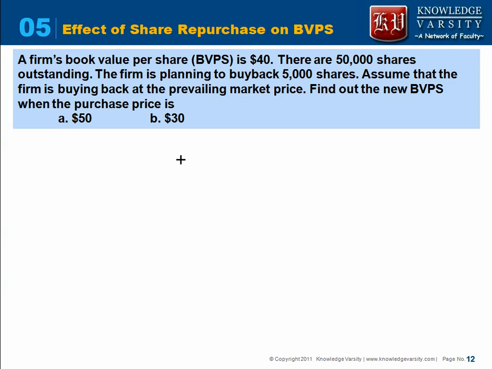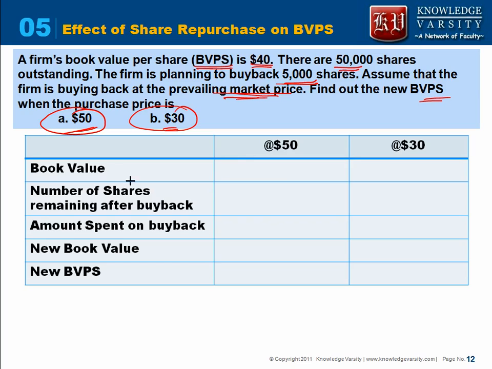We'll see with a problem and see how it impacts. So here the statement says that the firm has a book value per share of 40, 50,000 shares outstanding, and 5,000 they are buying. So they are buying at the prevailing market price. Find out the new book value per share when the prevailing market price is 50, and when the prevailing market price is 30.